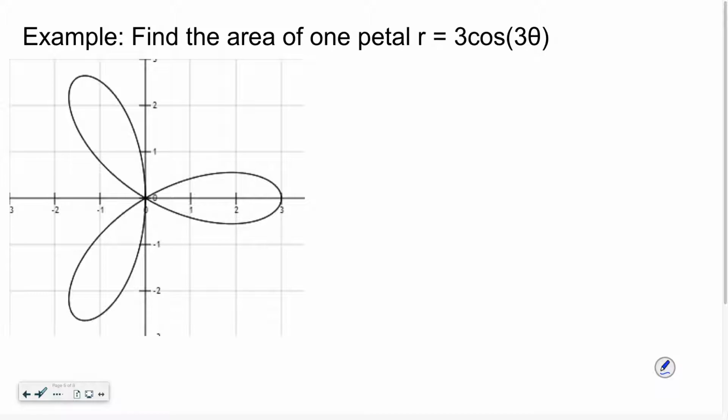Which petal would you like to find the area of? Does it matter? Probably the bottom one. There's only one bottom.